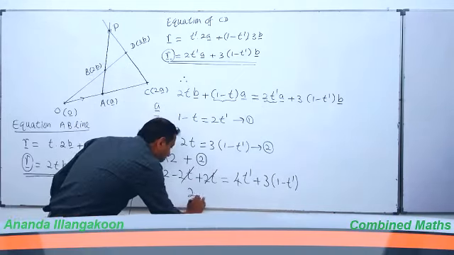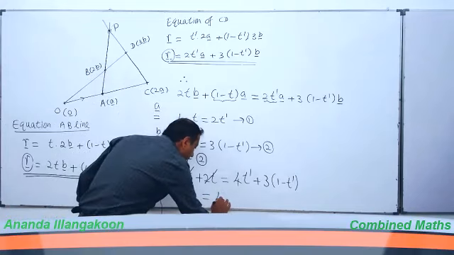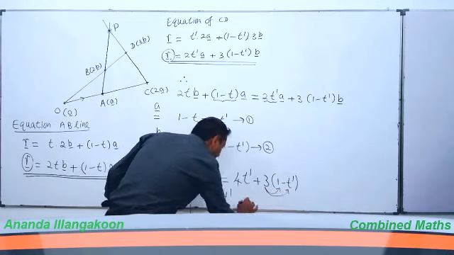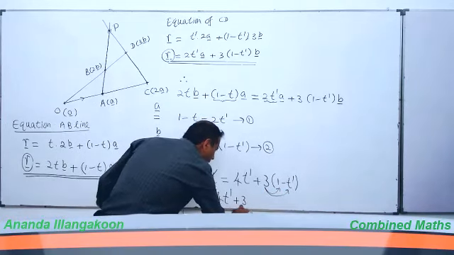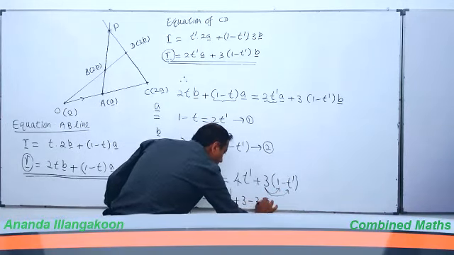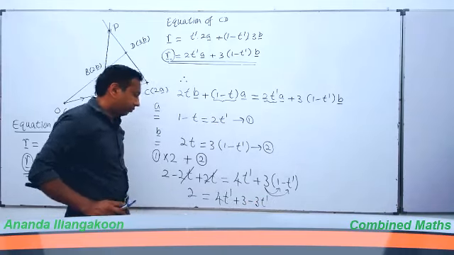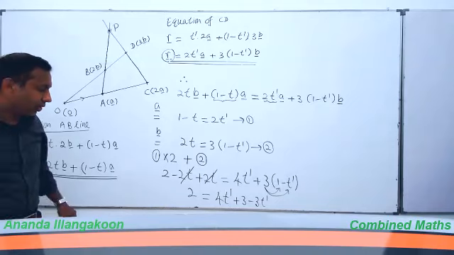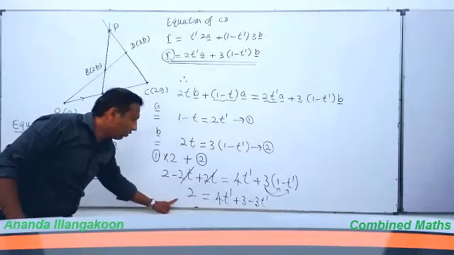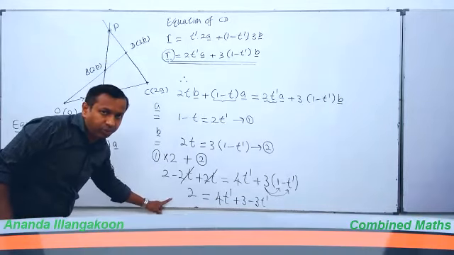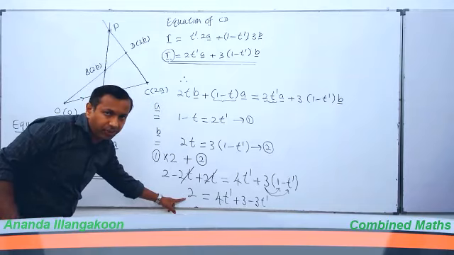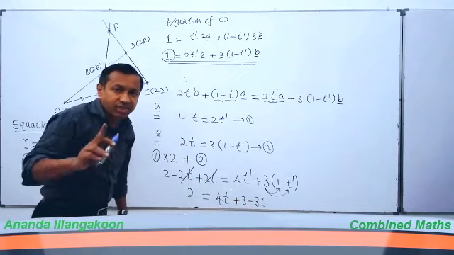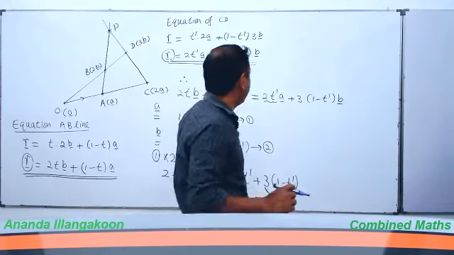Then here we have 2. Here 4t dash. Remove the bracket by multiplying this 3. 3 into 1 is 3 minus 3t dash. Now simplify this. Take this 3 to this left hand side. 2 minus 3 comes in. It is minus 1. 4t dash minus 3t dash is t dash. Right?